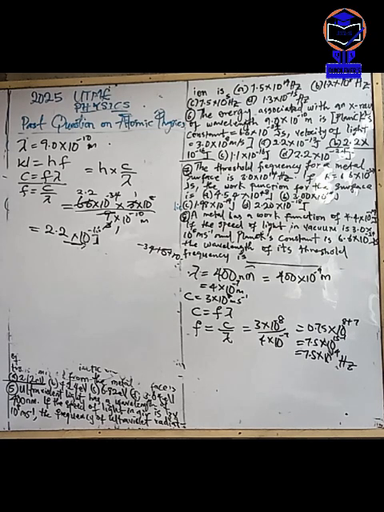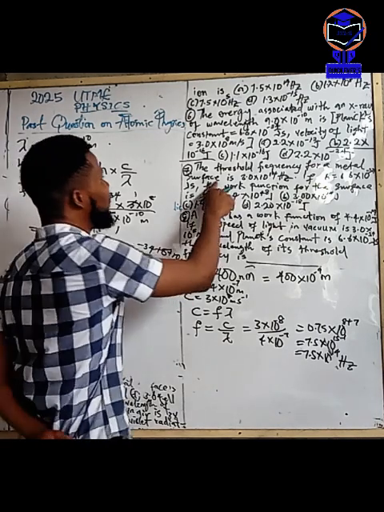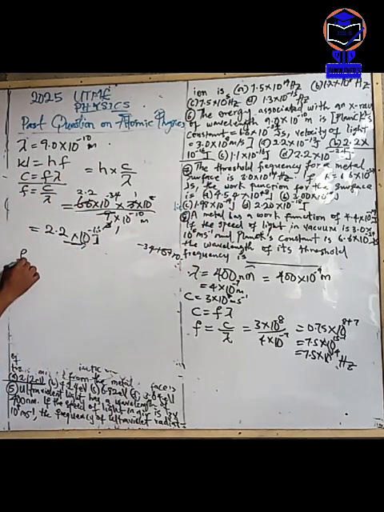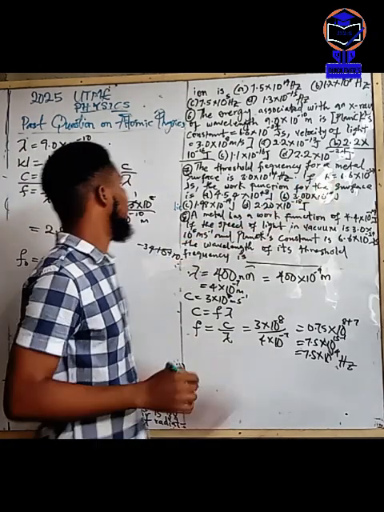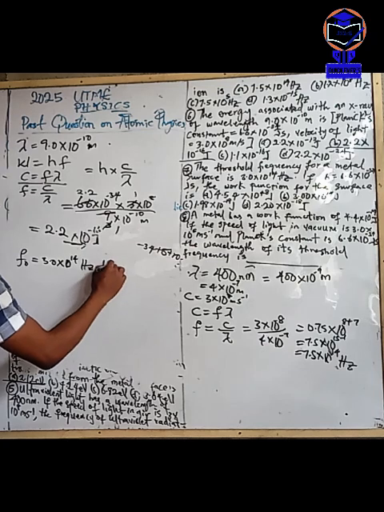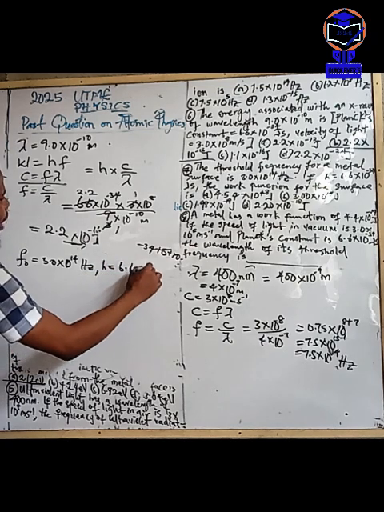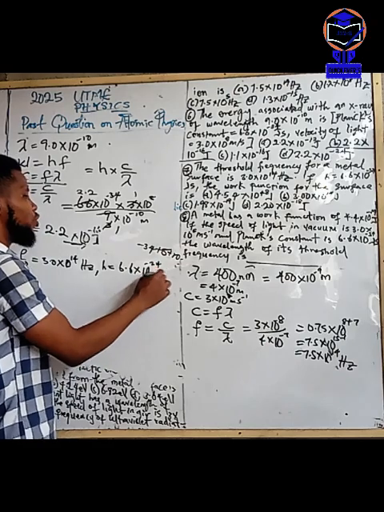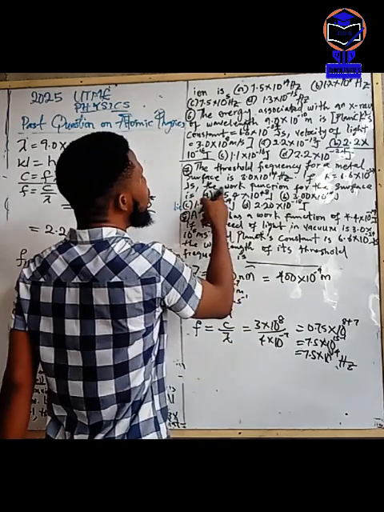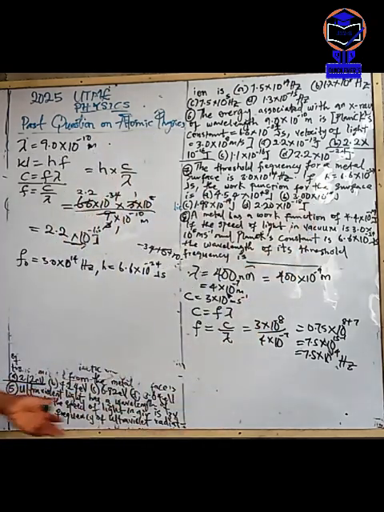So, we have a metal surface with threshold frequency f naught. f naught is 3.0 times 10 to the power 14 hertz. If the Planck constant, that one is a constant, is 6.6 times 10 to the power minus 34 joule seconds, the work function of the surface. Can you imagine? This is a simple question.